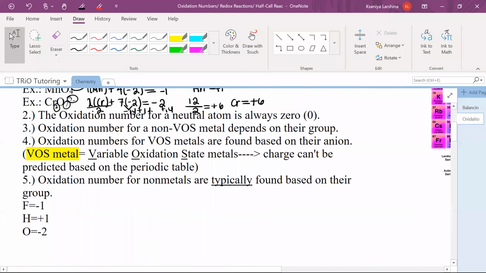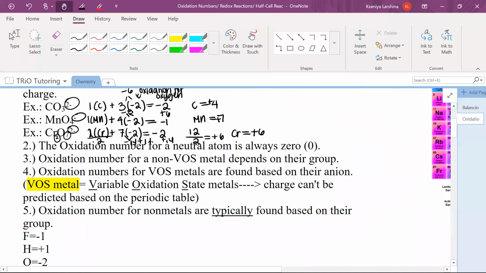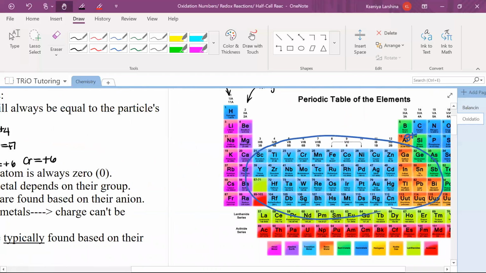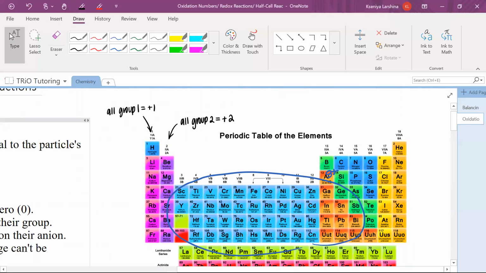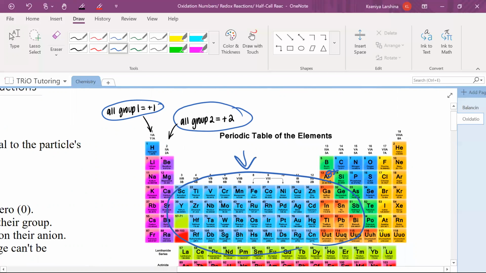Oxidation numbers for VOS metals are found based on their anion. Oxidation numbers for non-VOS metals depend on their group. So for group 1, they're always +1, and group 2 are always +2. So these never change. It's only the transition metals that you have to worry about finding oxidation numbers for.